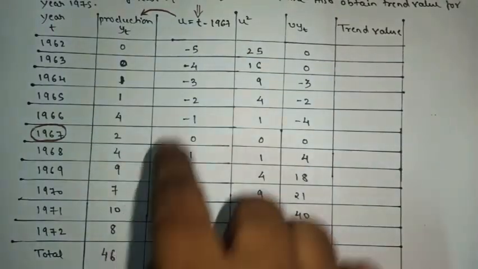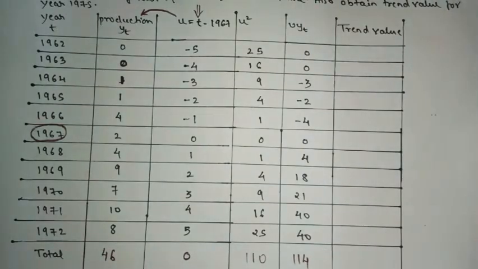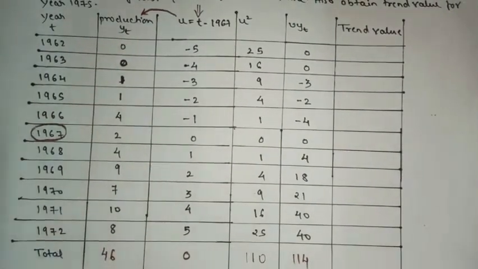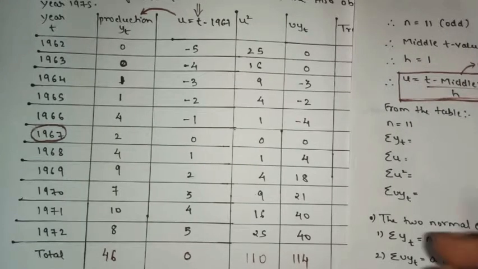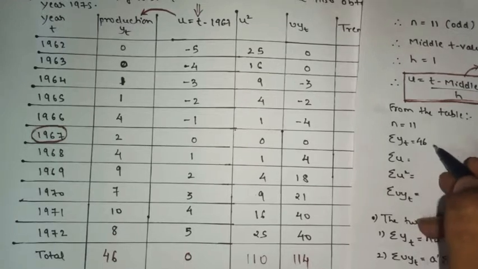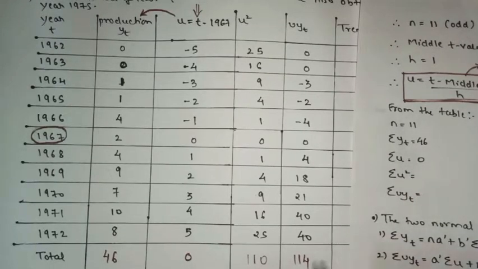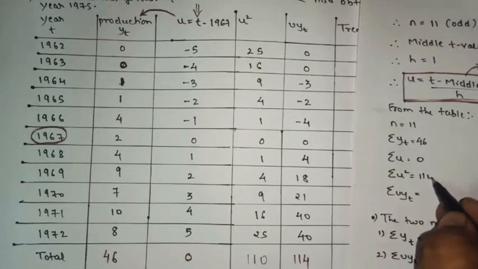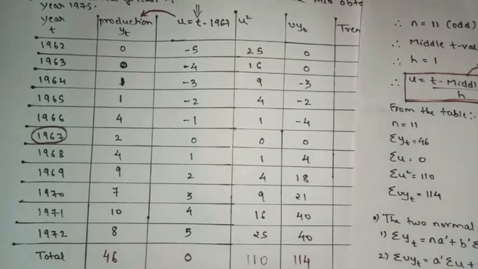We got the total of yt, the total of u, the total of u square, and the total of uyt also. So here we'll write the values. Okay, total of yt is 46, u is 0, then u square is 110, and uyt is 114. Yes or no?